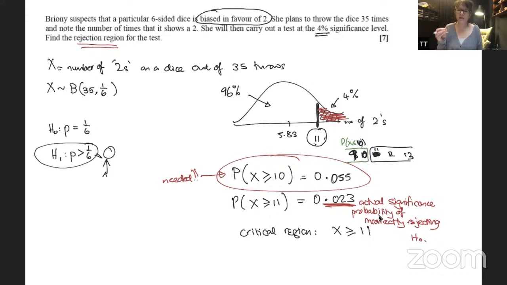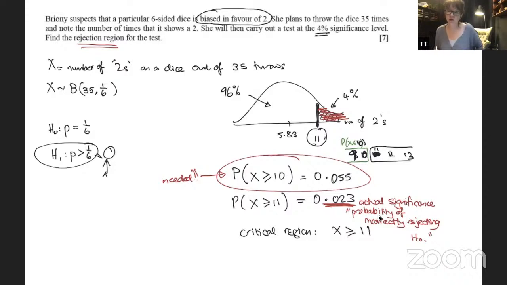So that 23% there, that is how often we would reject the dice, reject H0, even though actually H0 is right, it is a fair dice. So the actual significance is the probability of incorrectly rejecting H0.